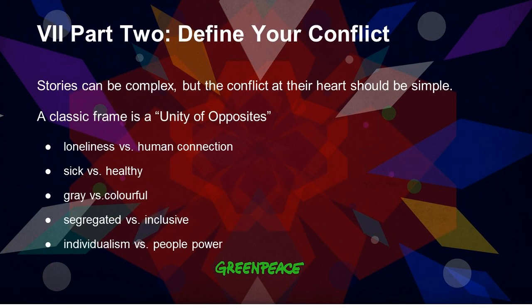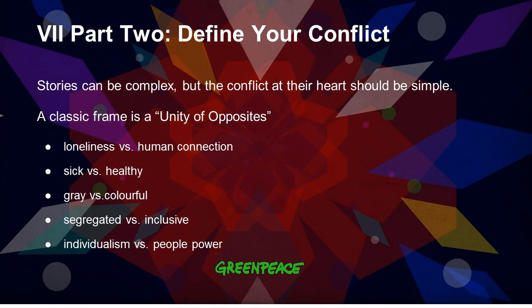So part two of the framing is really defining the conflict. And there are lots of different ways to define the conflict that you're trying to present. But, of course, storytelling is about drama, and drama is about conflict. And so I think it's really helpful to think about how to define the conflict in a very basic way. The story itself can be complicated, but if you can come up with a simple way of talking about the conflict, it can be very illuminating for people outside.